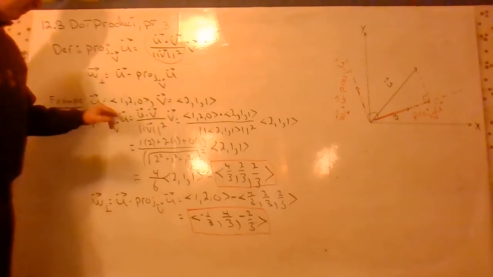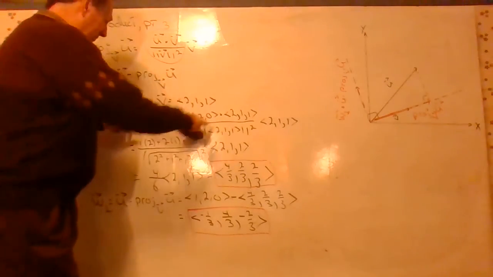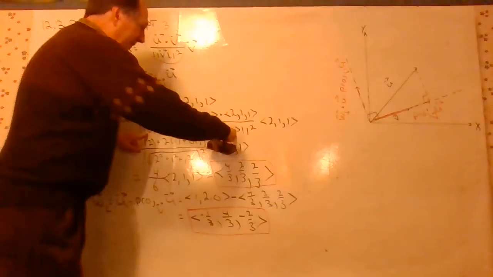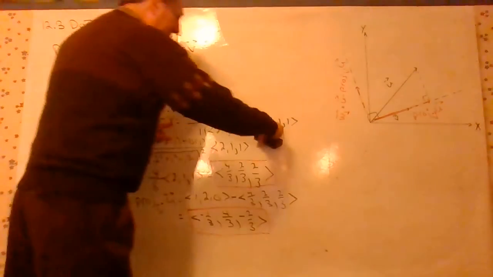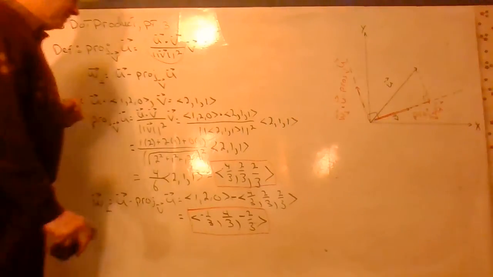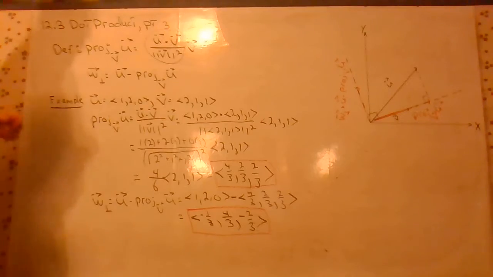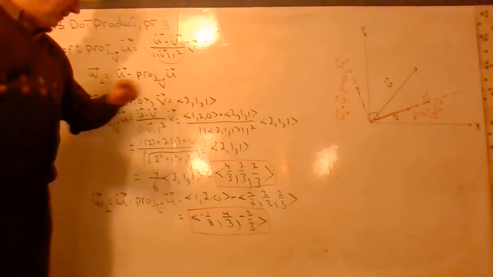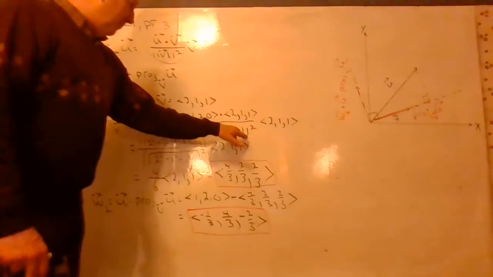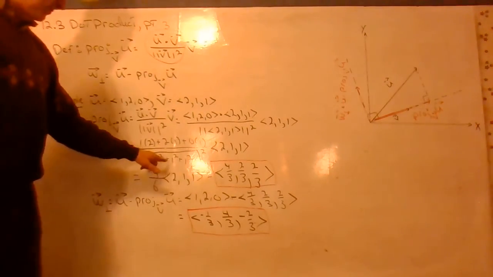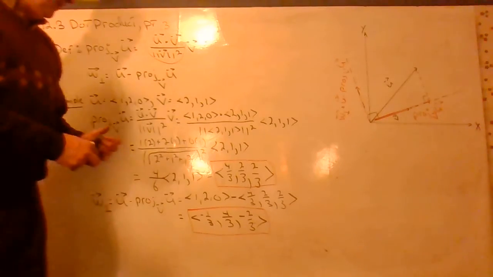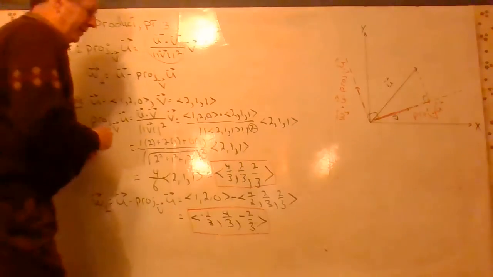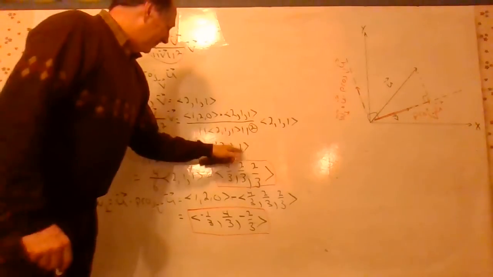Write the formula. Replace u with the vector equivalent. Replace v with the vector equivalent. Get all the vectors in place. Now do the operations. This dot product is 1 times 2 plus 2 times 1 plus 0 times 1. This magnitude is the square root of 2 squared plus 1 squared plus 1 squared. But we have a square here. This square is this square right here. And then we copy the vector down.